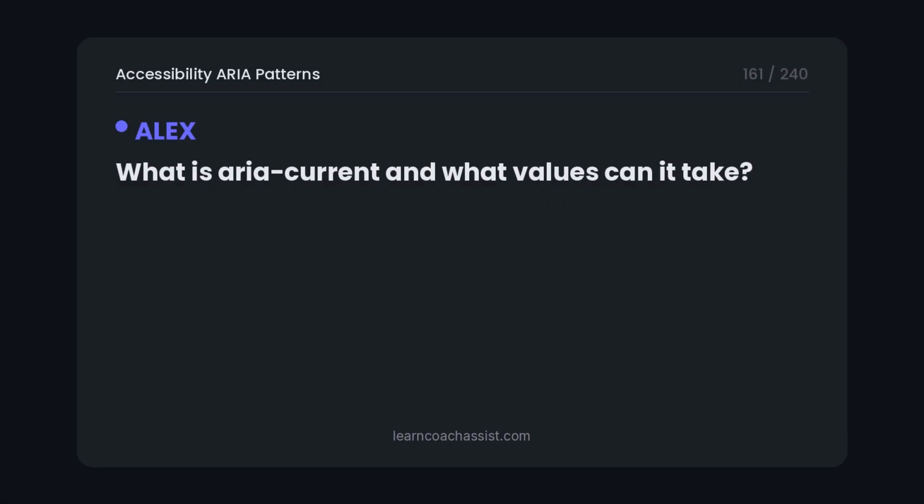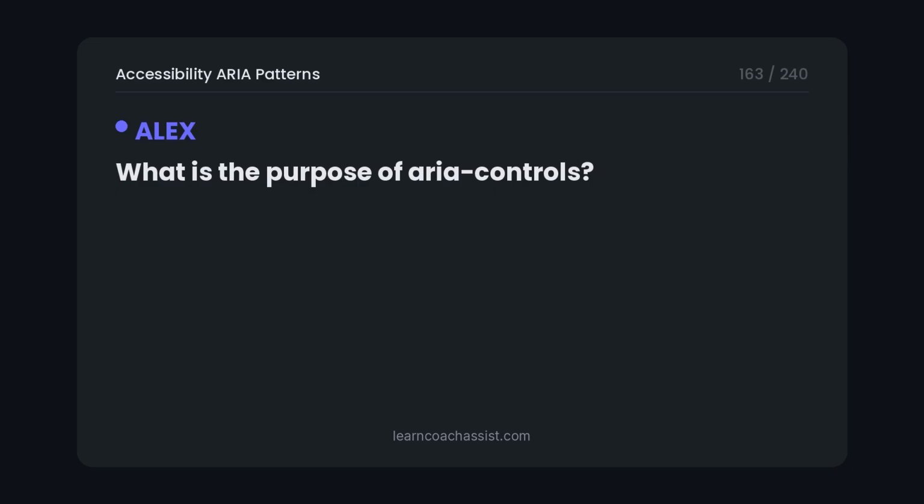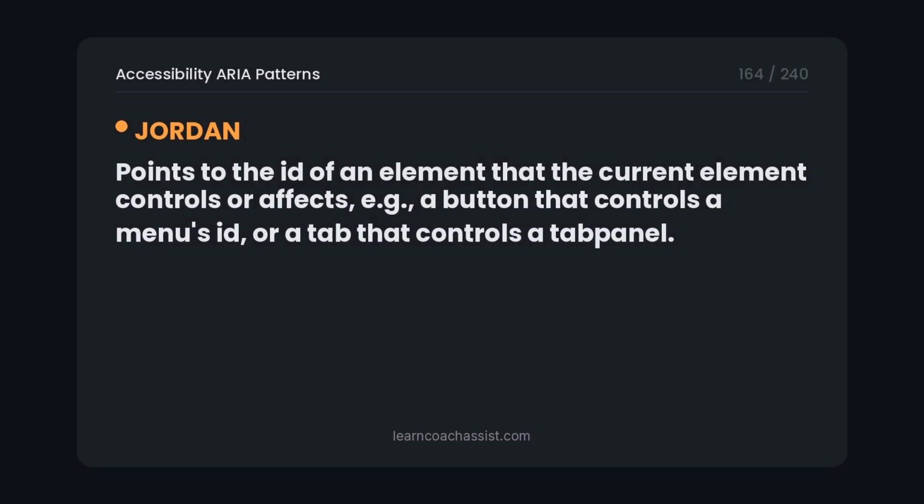What is ARIA current and what values can it take? Indicates the element represents the current item in a set, page, step, location, date, time, true or false. Common for current page on nav links. What is the purpose of ARIA controls? Points to the ID of an element that the current element controls or affects, e.g., a button that controls a menu's ID, or a tab that controls a tab panel.